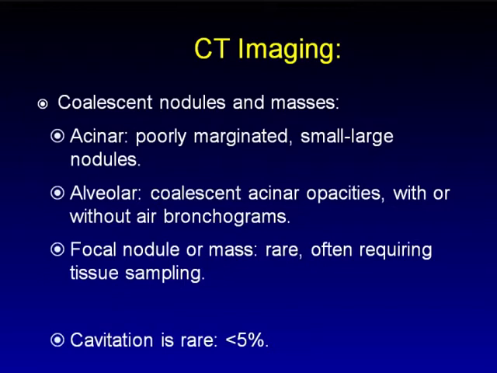Coalescent nodules can be acinar, basically poorly marginated, somewhat stellate nodules. They can coalesce to form alveolar sarcoidosis. Fortunately, focal nodules or masses are rare, and they oftentimes require tissue sampling to exclude malignancy. Cavitation is also very rare, true cavitation that is. Several studies, everyone seems to be less than 5%, so it's pretty uncommon.